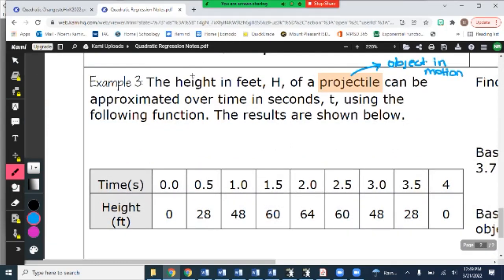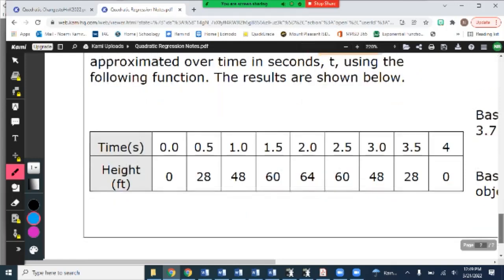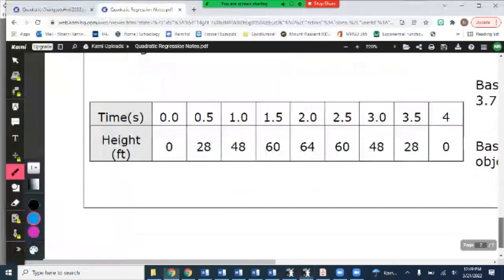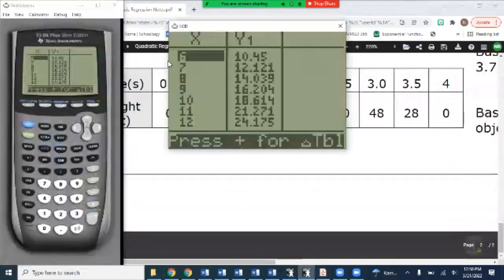If you kick a ball, it's in motion. If you throw a ball, it's in motion. If you're swinging, you're in motion. Object in motion, projectile motion. You shoot out of a cannonball, you're in motion. All right, so let's go ahead and put those numbers into our stat edit screen.